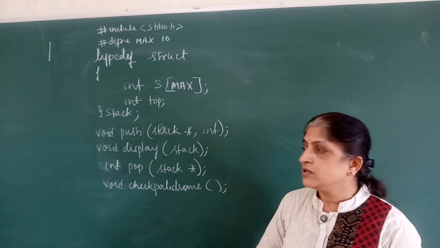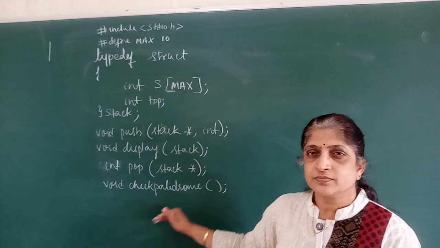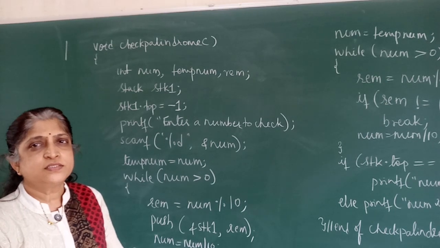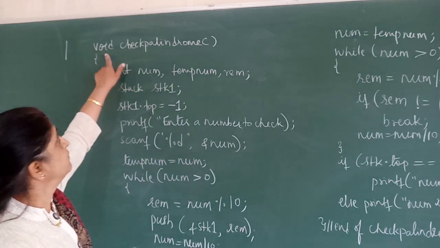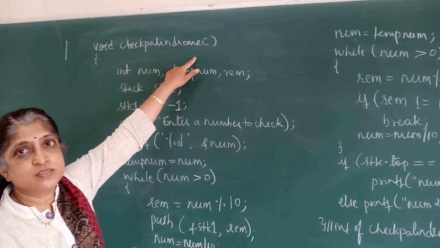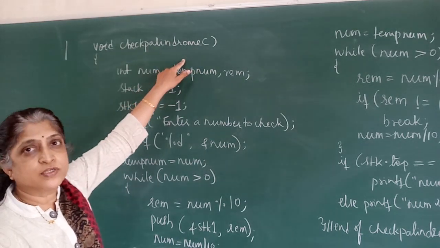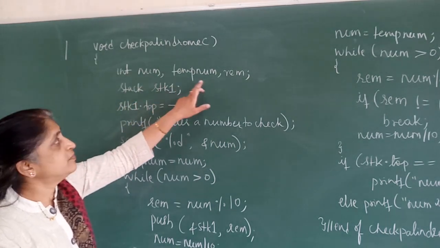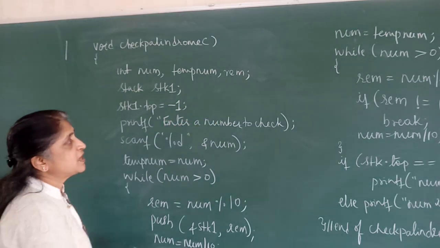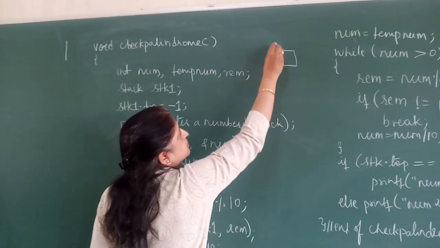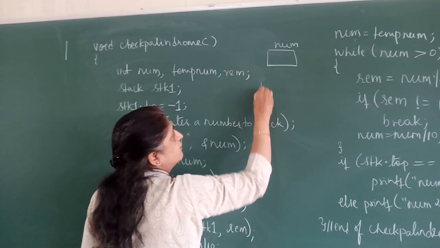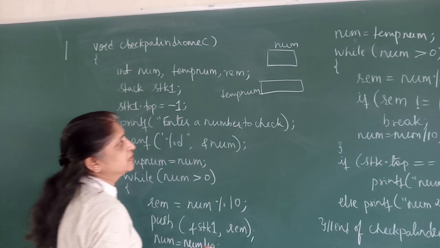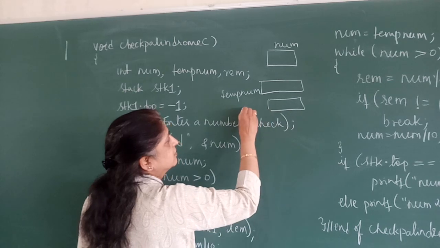I will now be defining the check palindrome function. This is the check palindrome function. As I told, it returns nothing, it takes no arguments. In this function, I am declaring some local variables: num, temp num and remainder.